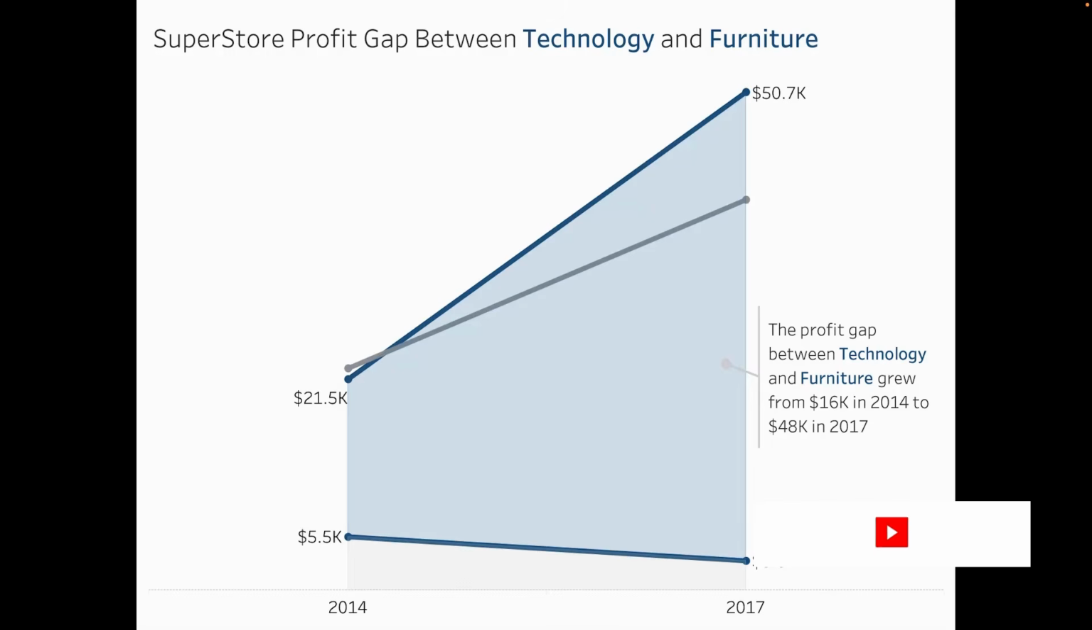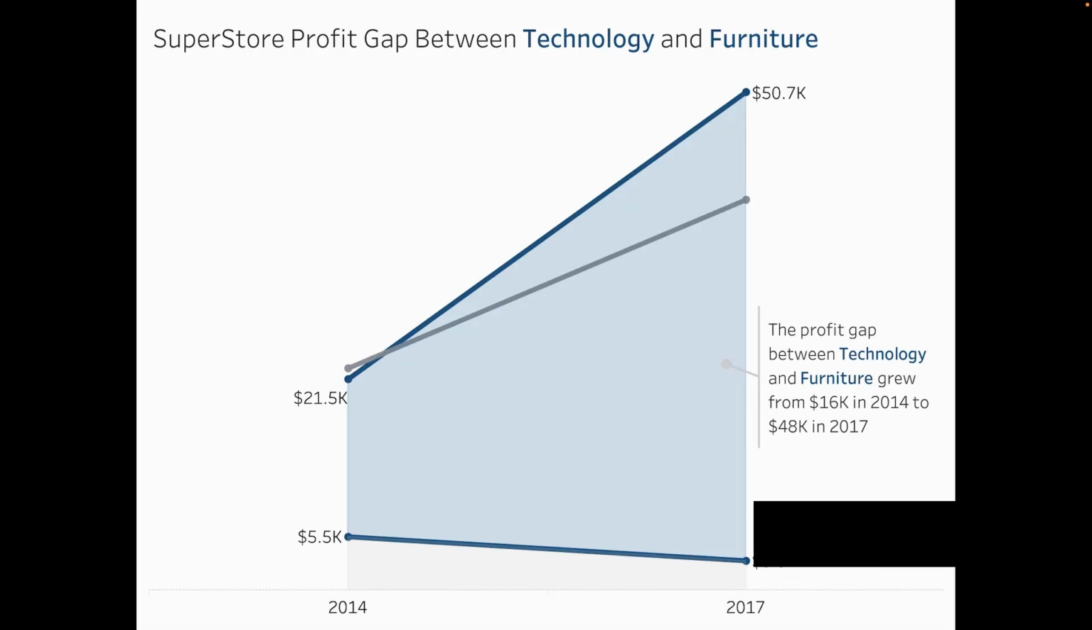In this video, we will be focusing on creating a shaded slope chart using Tableau. Our goal is to work on the Superstore dataset and create a slope chart that focuses on the profit gap between the product categories, which is technology and furniture. But first, I will explain what a slope chart is.